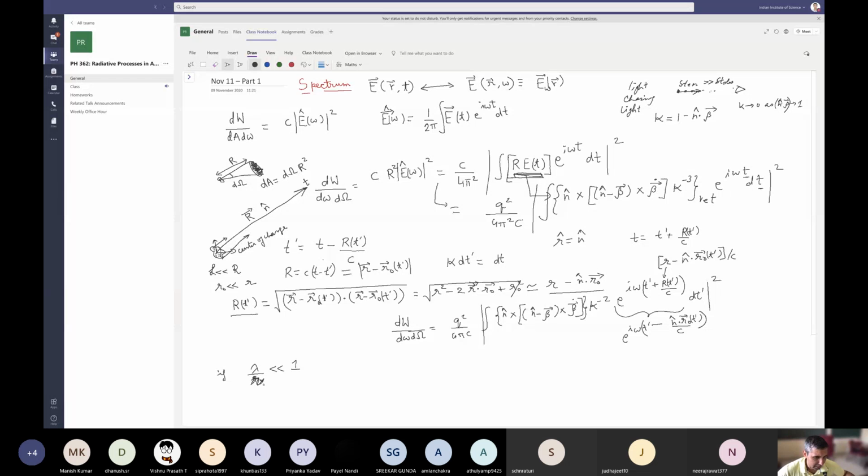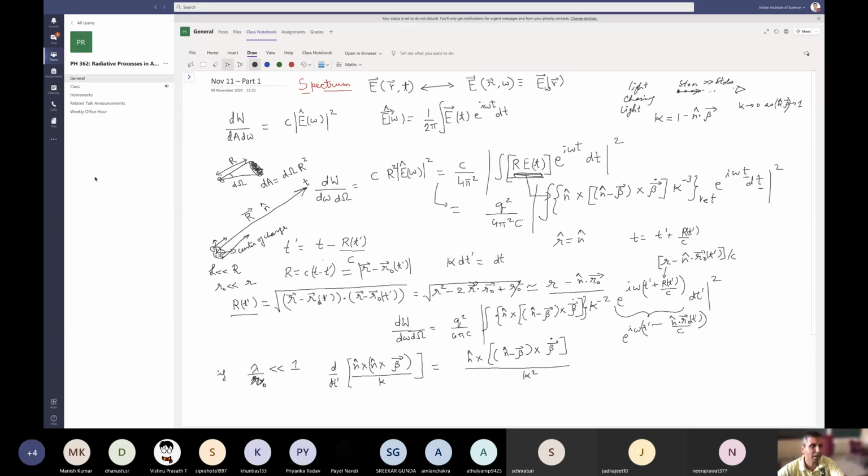In fact, I think this is the assumption. If we make this assumption, then you can actually show that dt' of n hat cross n hat cross beta, divided by kappa, is equal to n hat cross (n hat minus beta) cross beta dot, divided by kappa squared. I'm actually not going to show it. I have a homework problem where you are asked to show this.